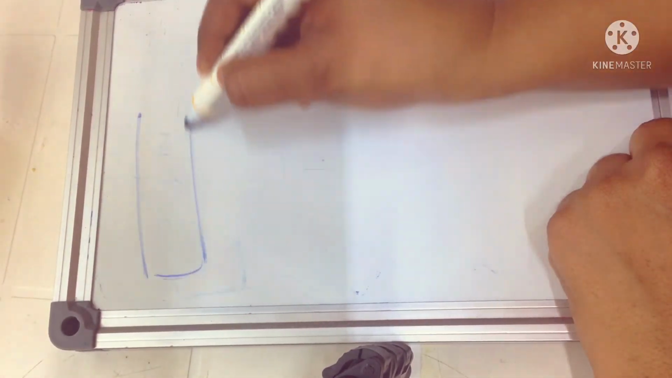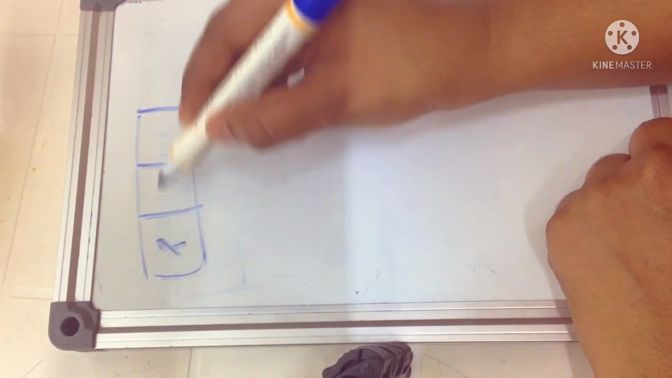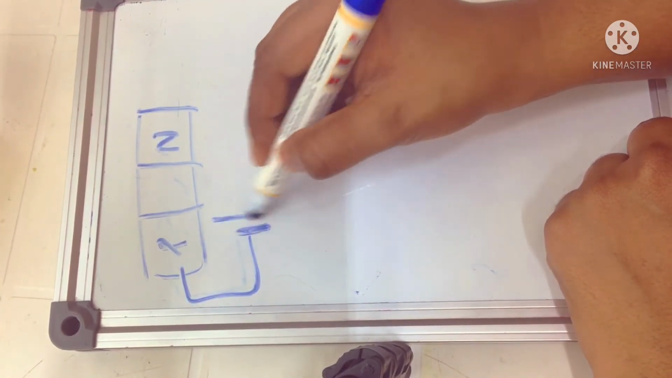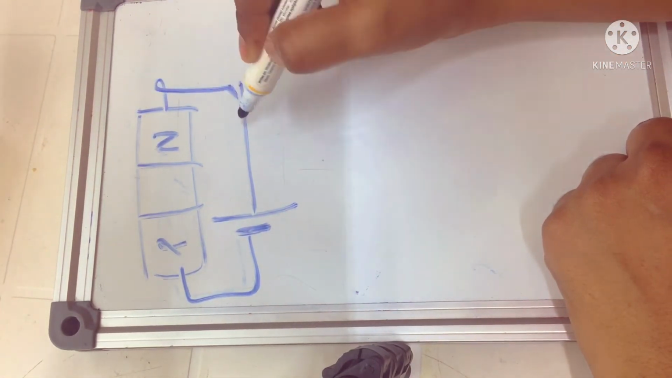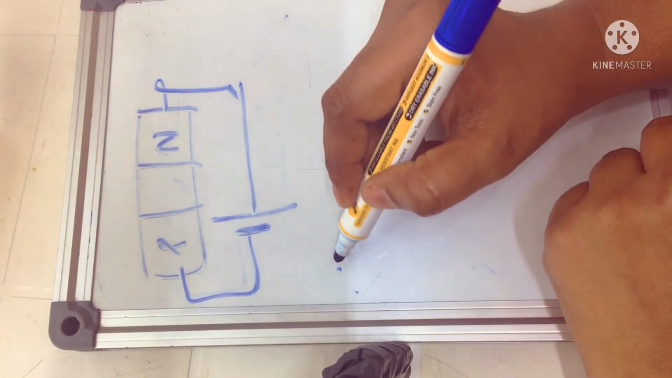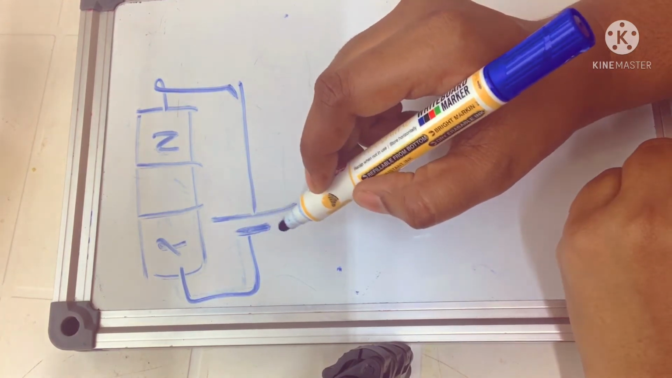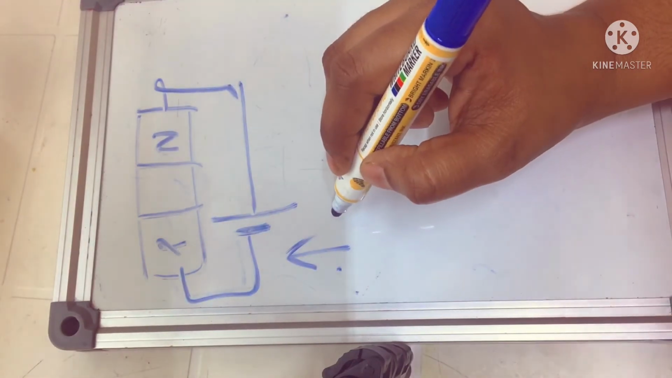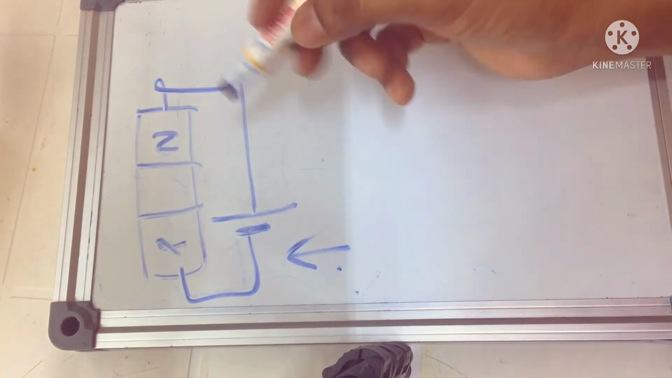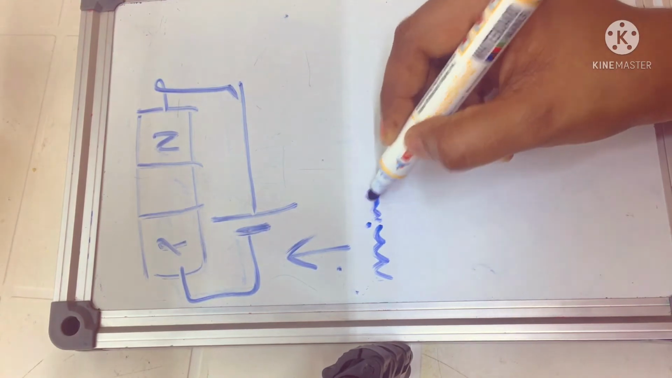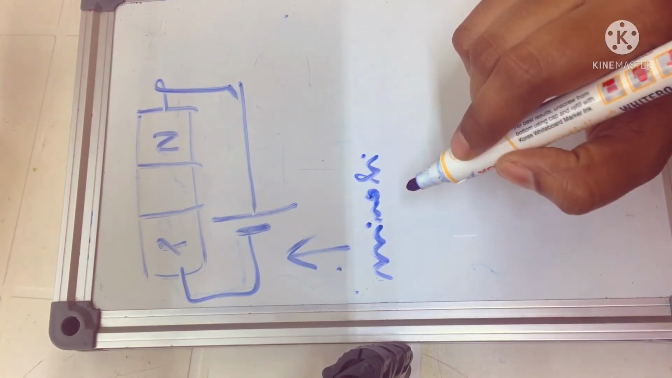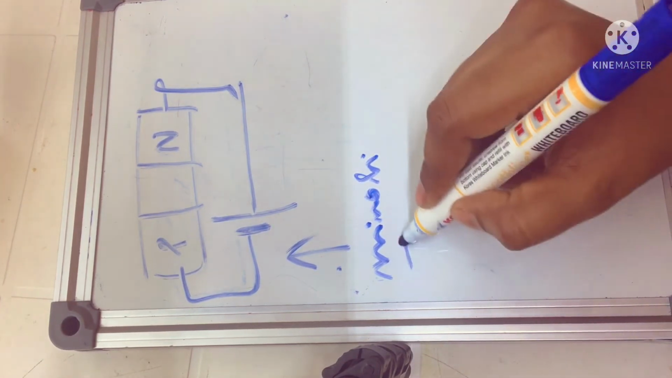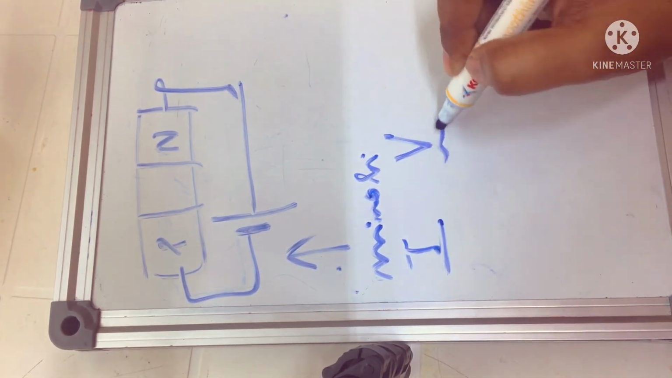Next is reverse biasing, that is, the p region is connected to negative and the n region is connected to positive. Here are the properties of reverse biasing. The width of the depletion region increases. Conduction is due to the minority charge carriers. The current is independent of voltage.